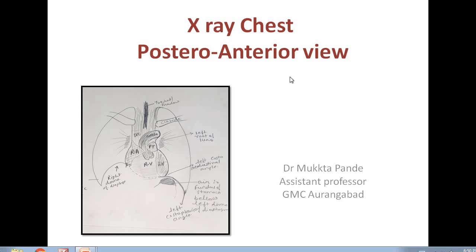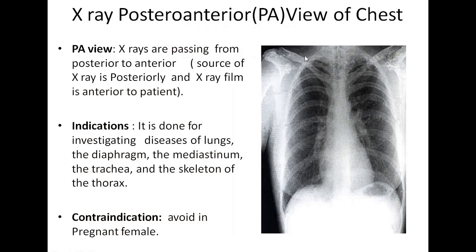Hello students, now this is a demonstration of X-ray chest posterior-anterior view, that is PA view. When we say X-ray chest posterior-anterior view, that means the X-rays are traveling from posterior to anterior direction. That is, the source of X-ray, the X-ray tube, is posterior to the patient, and anteriorly the X-ray film is there, and the shadows are produced on this X-ray film which we read.